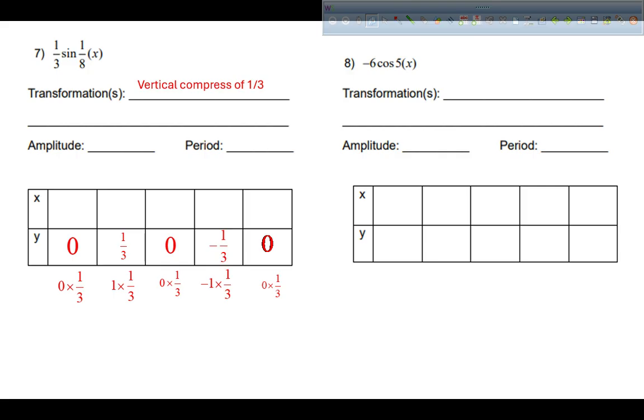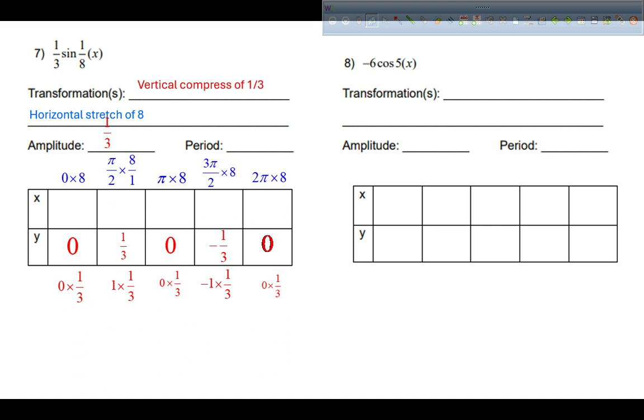I think the horizontal part is the hard part because I see, okay, it's a vertical compress of 1/3, so then it must be a horizontal compress of 1/8, but it's not. 1/8 is making the slope slower, and slower draws it out. So this is a stretch of 8 rather than a compress of 1/8. It's drawing it wider, okay? What that means is I'm going to take all of the x values and multiply them by 8 because they're getting 8 times wider.